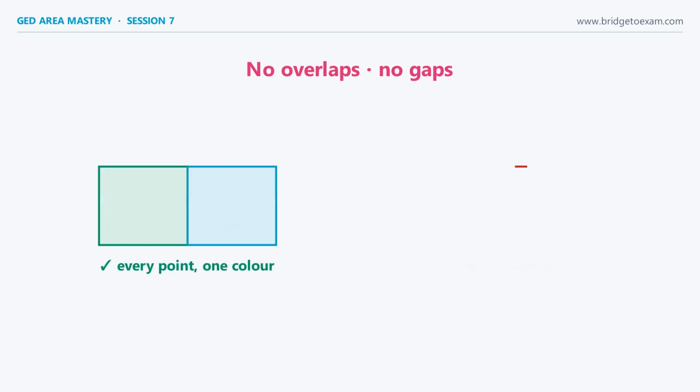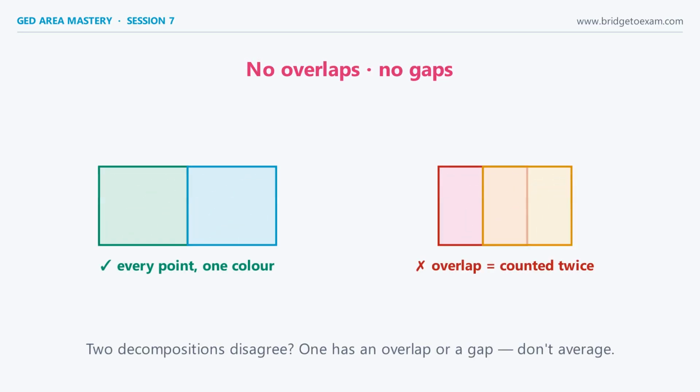One rule holds all of this together. A valid decomposition has no overlaps and no gaps. If 2 pieces overlap, you counted the shared part twice. If your cut lines leave a stray sliver, you've missed some. Imagine coloring the region. Every point should get exactly one color. If 2 decompositions disagree, don't average them. One has an overlap or a gap.